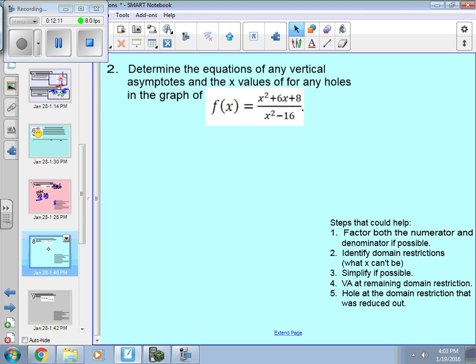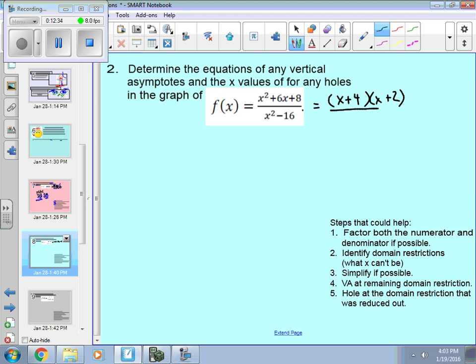All right, let's try another one of those. On number 2, they want us to determine any ones on this one that would be holes or asymptotes. So let's do the same thing. Factor it first. If we factor the top, that's a quadratic. It looks like our two binomials here would be x plus 4 and x plus 2, because 2 times 4 is 8, 2 plus 4 is 6. On the bottom, that's a difference of squares: x plus 4, x minus 4.